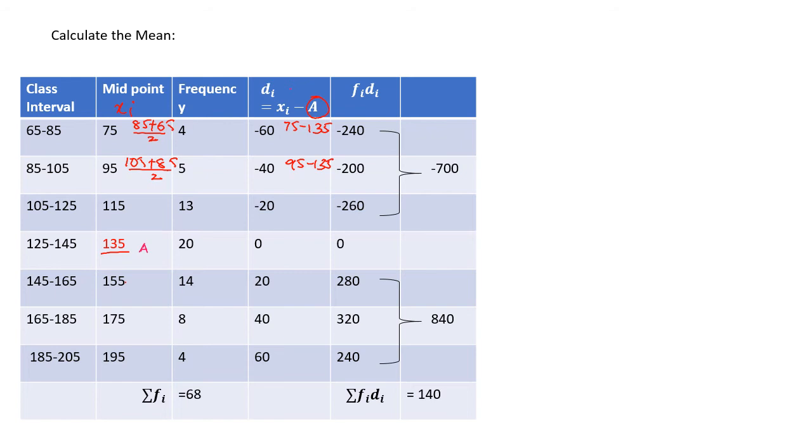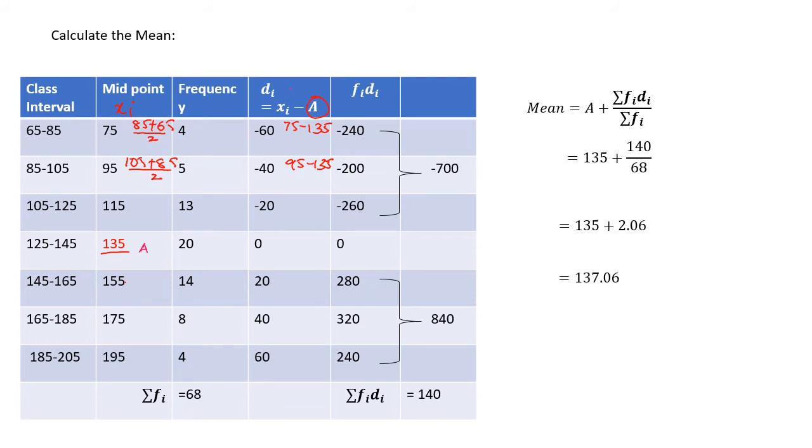When you find the summation of fidi, first we add all the positive values. 280 plus 320 plus 240 will give you 840, and here the negatives add up to minus 700. So 840 minus 700 will give you 140. That is, summation fidi is 140. Summation fi is 68. The formula for the mean by the assumed mean method is mean equals A plus summation fidi upon summation fi. That is 135 plus 140 upon 68. So we divide 140 upon 68, we get 2.06. Therefore the mean is 137.06.